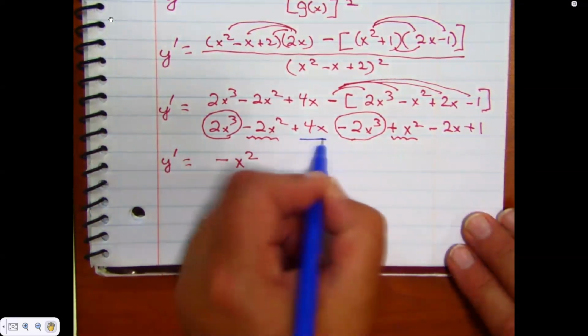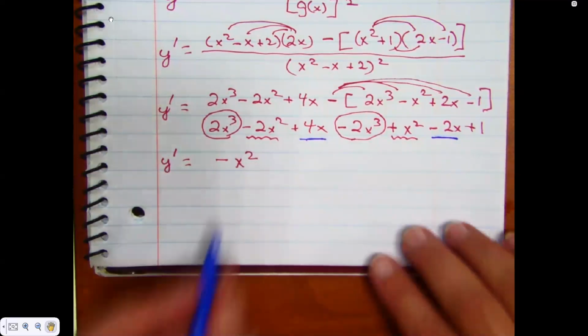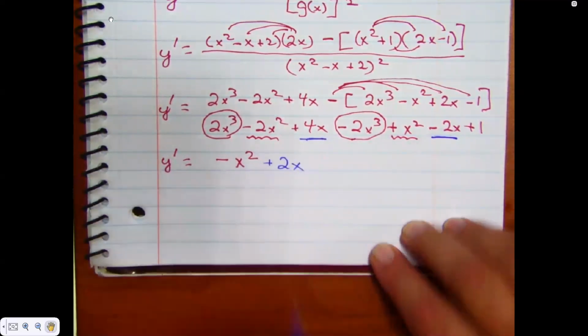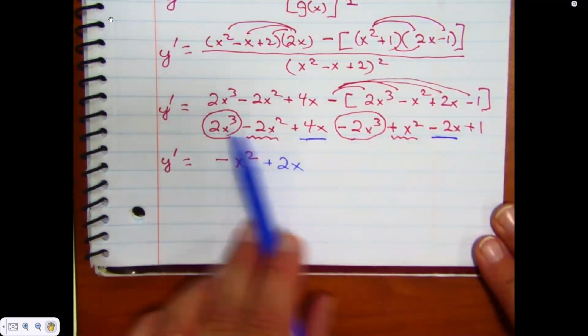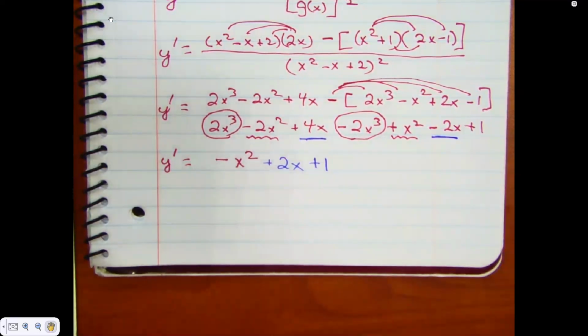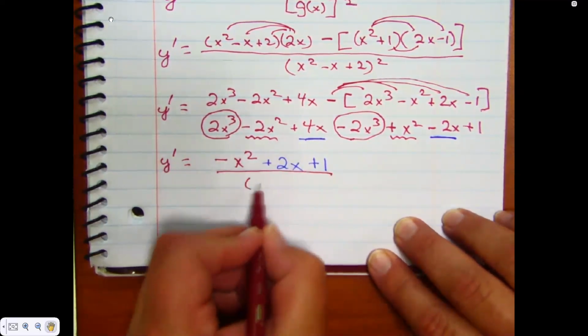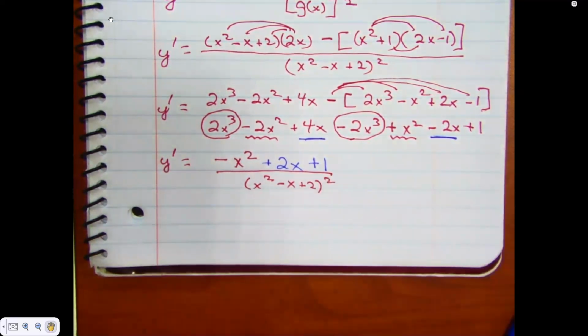This 4x, and now since I distributed correctly this time, that gives us negative 2x, so that gives us 4 minus 2, so plus 2x. And then we just have this plus 1, right? So just take your time, make sure that you have everything accounted for, okay? And don't forget, bring in the denominator if you haven't done that. x squared minus x plus 2, squared. Okay, so that's the derivative.